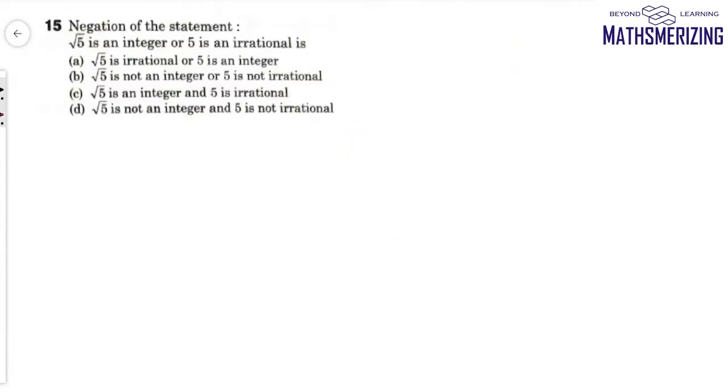Now question number 15 is, we need to find negation of this statement, and the statement is root 5 is an integer or 5 is an irrational. So we need to find negation of this statement. Suppose this statement is A and this is B. So we need to find negation of A or B. Now we know that negation of A or B is negation of A and negation of B, which is De Morgan's law. So answer to this question will be not A. Not A is root 5 is not an integer and 5 is not irrational, which is option number D.